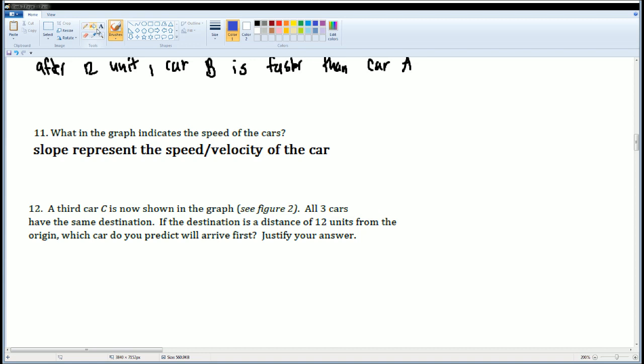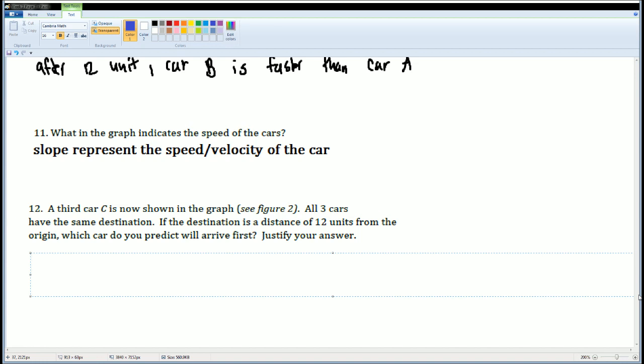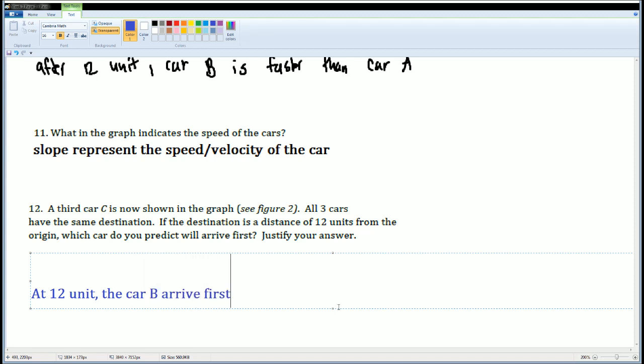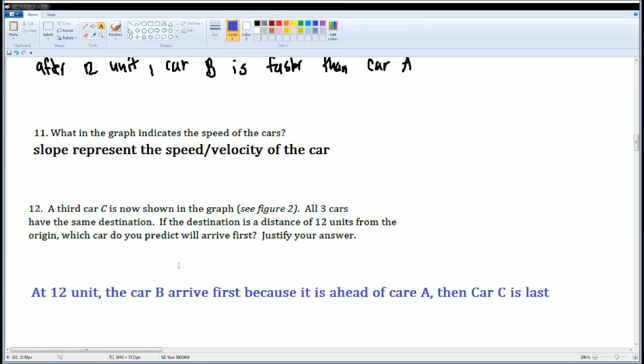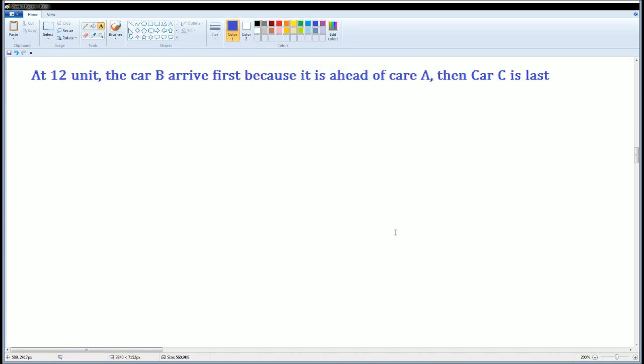Which car would you predict to arrive first? Well, this is what I would write. At 12 units, car B arrives first because it is ahead of car A, right? Then car C is last. How do I know that? I'm looking at the y values. All right. Good.